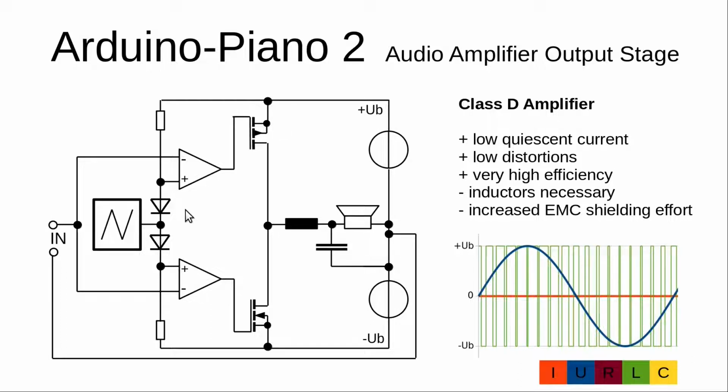Another important point is to ensure that both transistors are never turned on at the same time. To ensure this, these two diodes shift the threshold for switching the two transistors in such a way that always one transistor is turned off first and then the other transistor is turned on. So we have an amplifier with a very high efficiency, but on the con side we need inductors and we need an increased effort for EMC shielding.